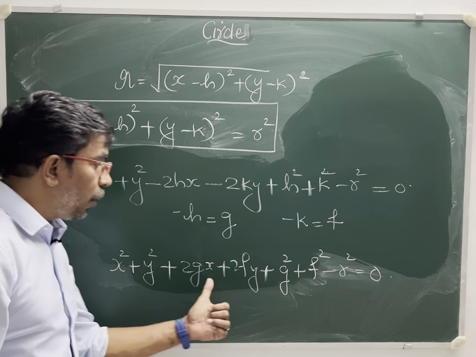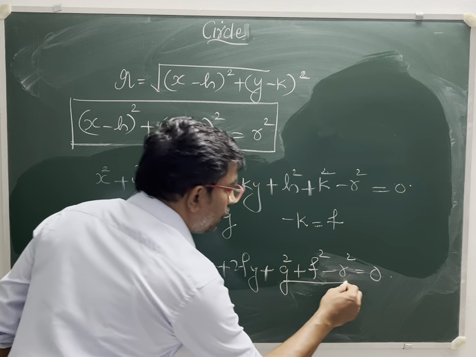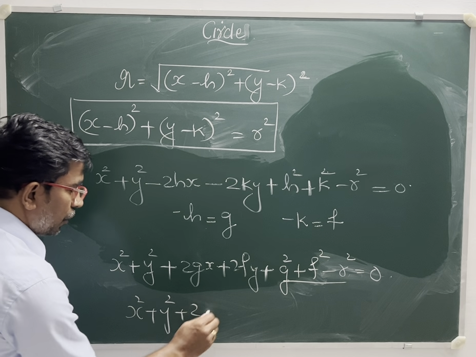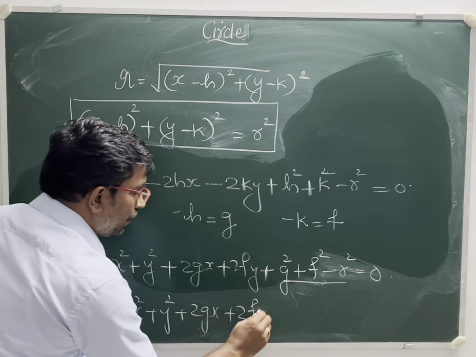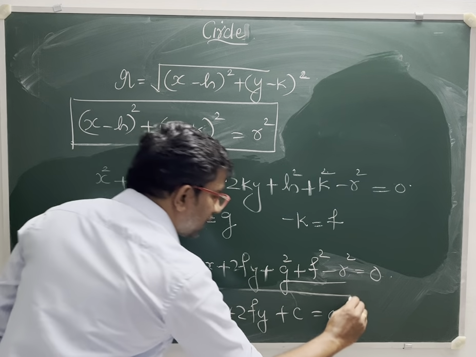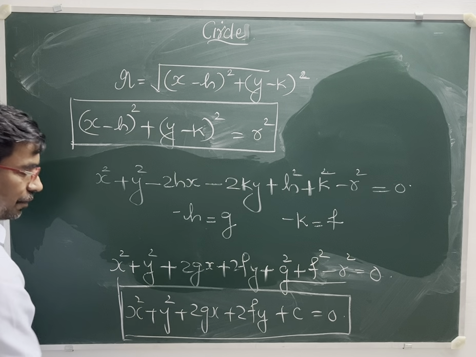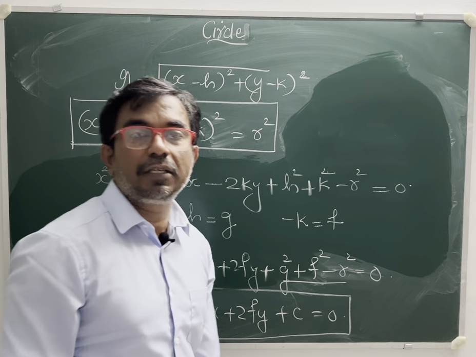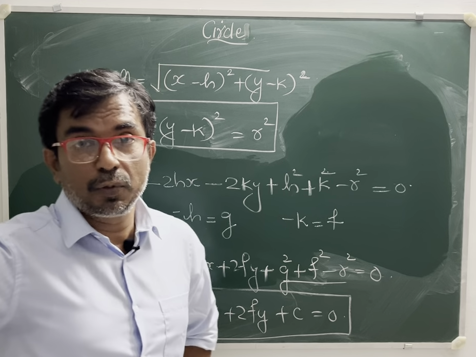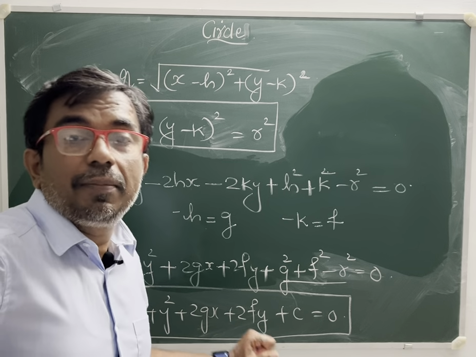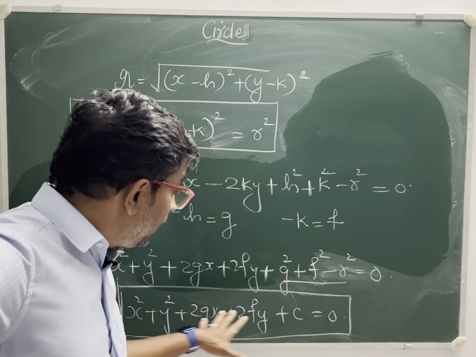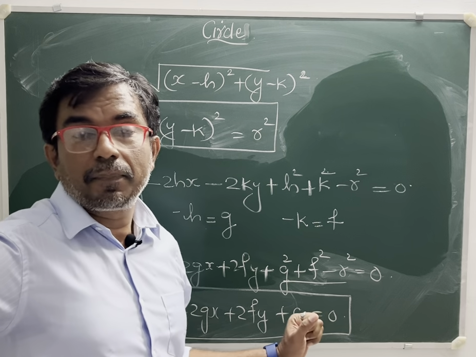This is not over. This part you will replace with a letter c. So x square plus y square plus 2gx plus 2fy plus c is equal to 0. This is the expanded form of the circle, this is the form I should learn. What is that? X square plus y square plus 2gx plus 2fy plus c equal to 0. As I said, this is the expanded form. What I am going to teach, first thing you should learn this form, that it is a circle.